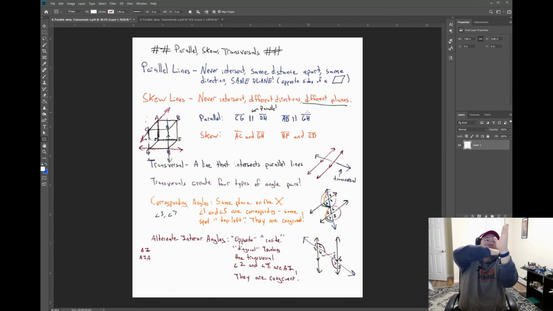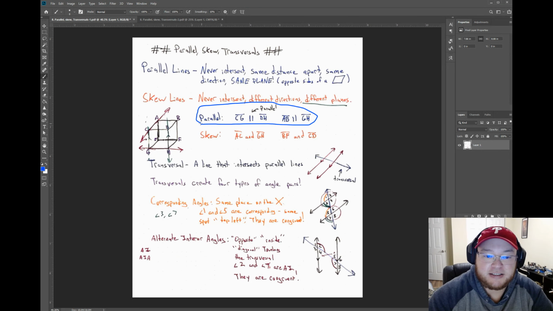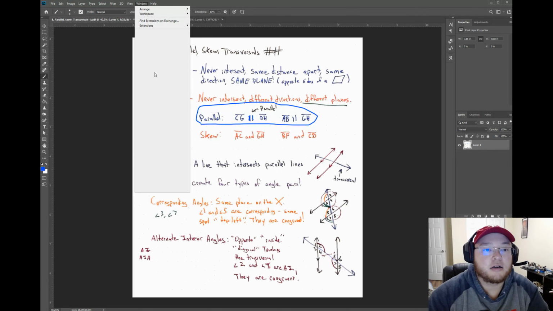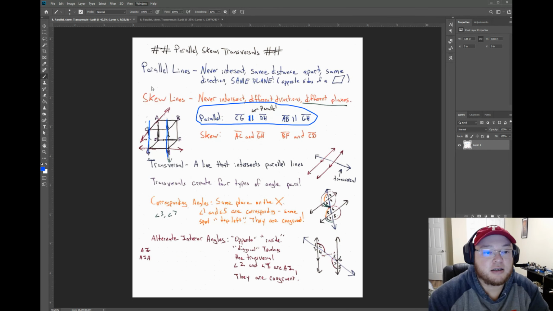Just as a note, these are all parallel lines, and you've got to know that this symbol here means parallel. CG, which goes up and down here, is parallel to DH, which is here. And don't forget, these are line segments because they don't go on forever, which is why there's no arrows there. And then AC and GH, as I've drawn here, those two are never going to touch. BF and CD, they never touch, but they go in different directions.